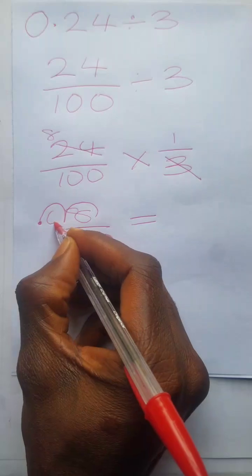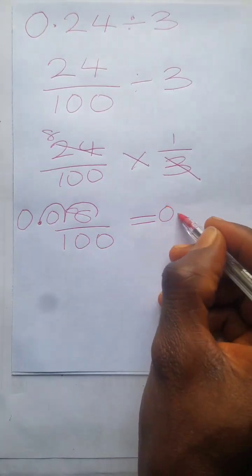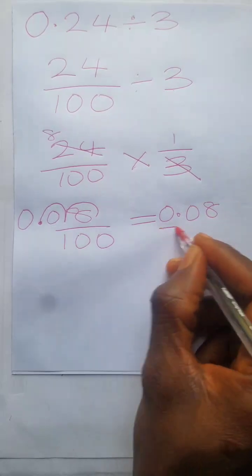This is my new decimal point. So this is a 0. And of course, that's a 0 point. So it becomes 0.08. And that is my answer.